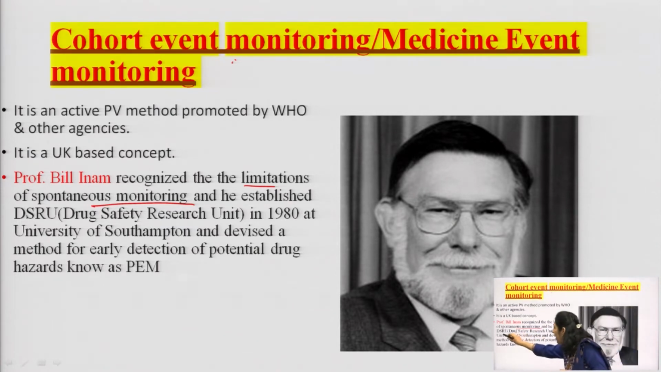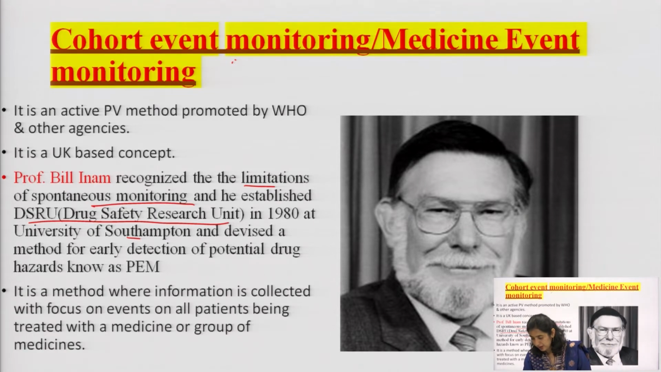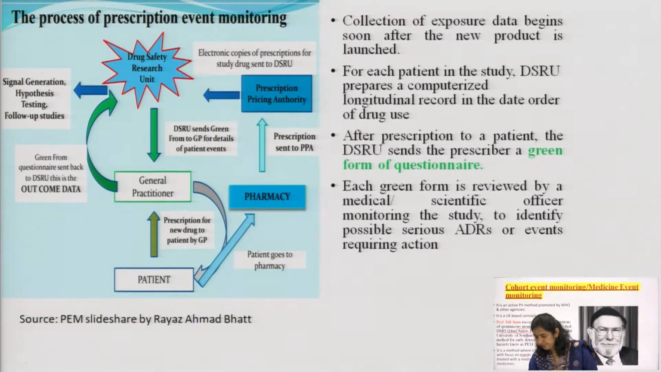So he established a particular research unit, drug safety research unit in UK. Okay, at the University of Southampton, and devised this method for early detection of potential drug hazards, and this method was called prescription event monitoring. So it's a method where information is collected with focus on events on all the patients being treated with a medicine or a group of medicines.